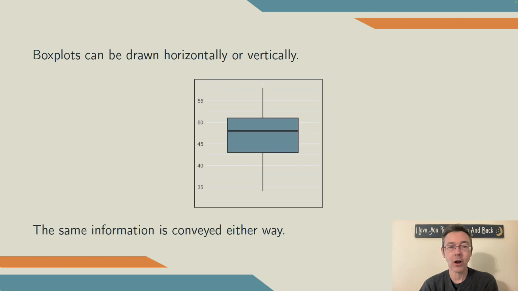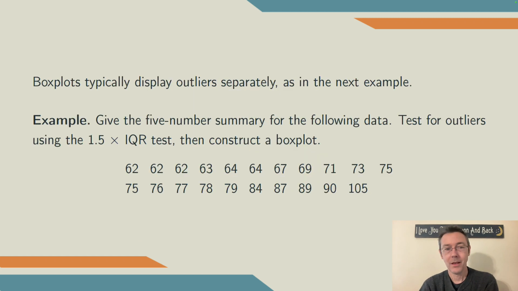Box plots can be drawn horizontally or vertically. It doesn't matter. They each represent the same information. The choice between horizontal and vertical is really just a human choice based on what's communicating the data more clearly and more conveniently in a given context. Box plots typically display outliers separately. So let's do an example to see how that works.